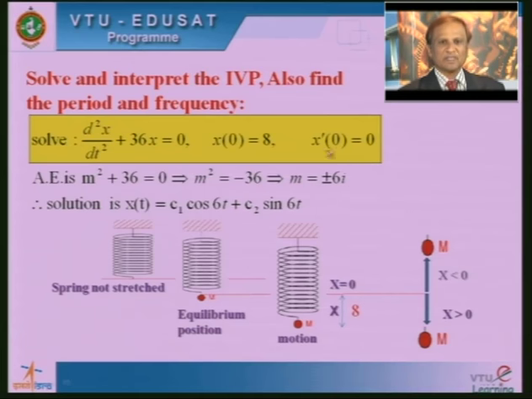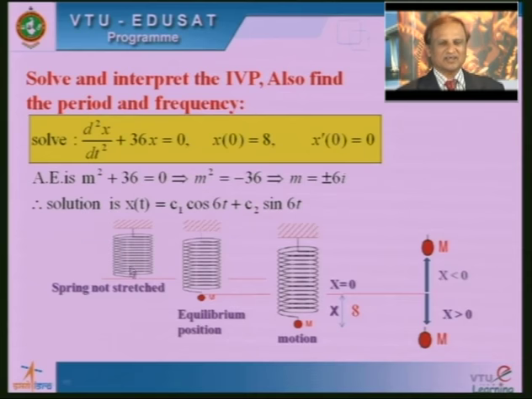I hope we can write down the solution. Again, roots are complex. Again, in this case alpha is 0. That is why a solution can be written x of t, it means x is a function of t, equal to c1 cos 6t plus c2 sin 6t. This is the solution of the given differential equation.